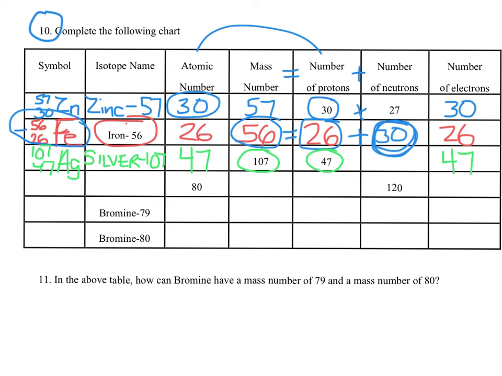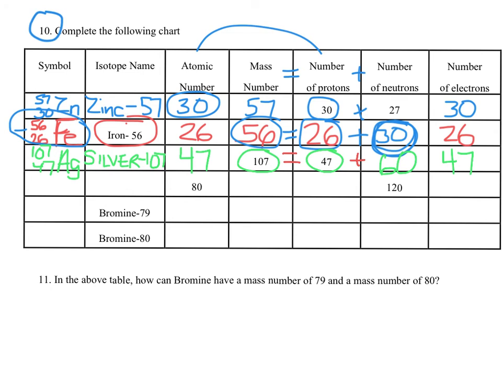The only thing left to do is figure out how many neutrons, just like we did in the last problem. So I know 107 mass number is equal to 47 plus something. So what plus 47 gives me 107 for my neutrons? That is going to be 60 for my answer. So I need 60 neutrons.